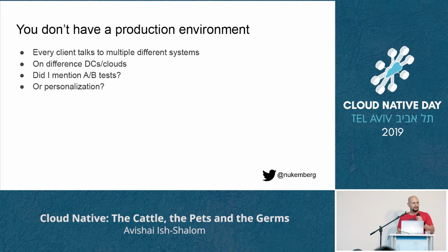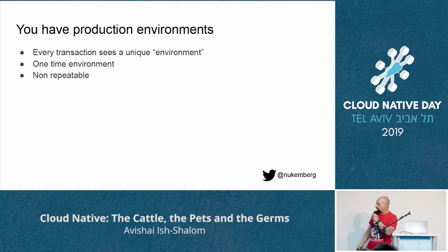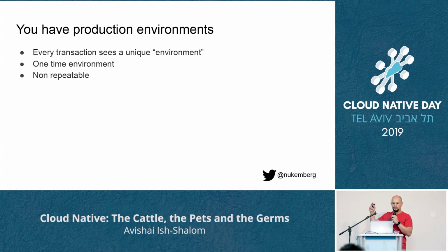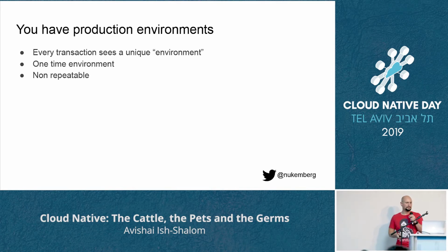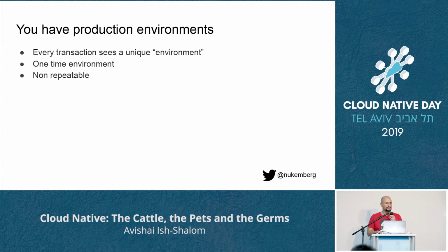And in this situation, it's not meaningful to talk about a single production environment, because every client sees its own universe, which is sometimes very different from the universe of other clients. Nowadays, it's more meaningful to talk about production environments, plural, because every transaction, every client that talks to the system sees a different environment that is unique. It's impossible to recreate in staging or in some kind of laboratory. It's, in essence, a one-time environment that goes away after a few seconds, and it's not repeatable.